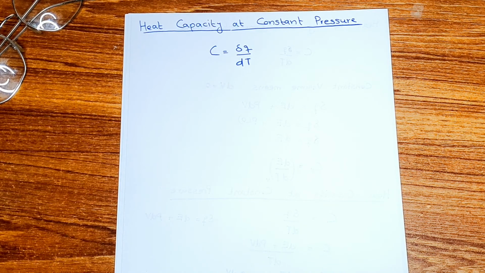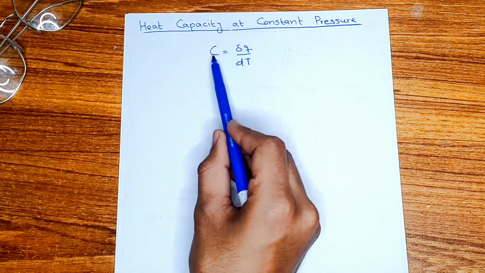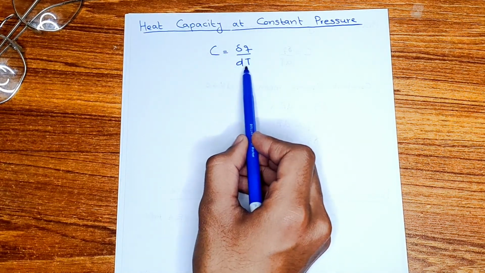Because heat capacity is actually the amount of heat that is required to raise the temperature of a substance by 1 degree C or 1 Kelvin. Okay, so heat capacity is actually the amount of heat that is required to raise the temperature of a substance by 1 degree C or 1 Kelvin, and that will give me a formula. C is equal to change in heat divided by change in temperature.